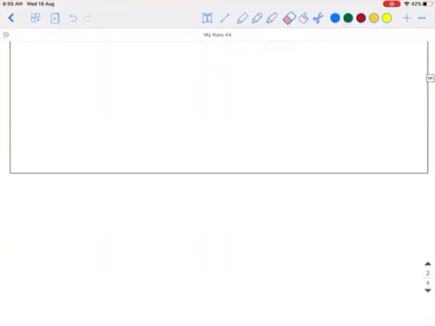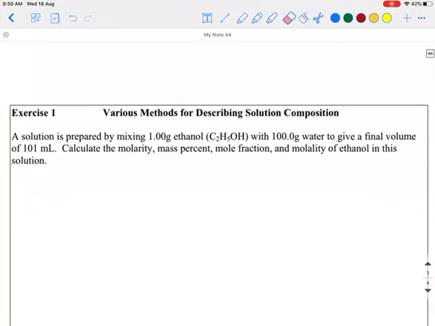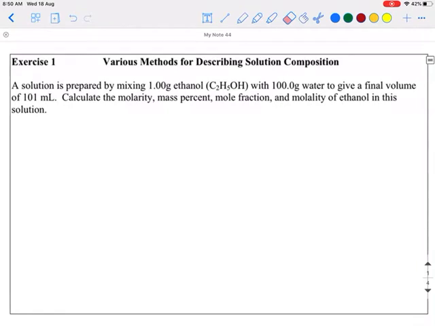Hello everyone. In this video we will solve two exercises regarding the various methods for describing solution composition. Let us start. A solution is prepared by mixing 1 gram ethanol with 100 gram of water.